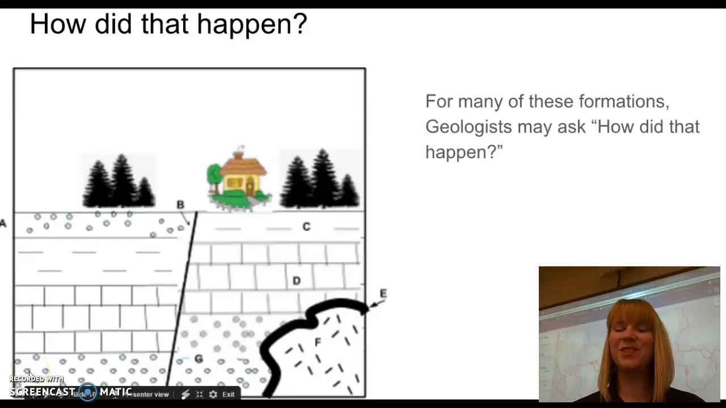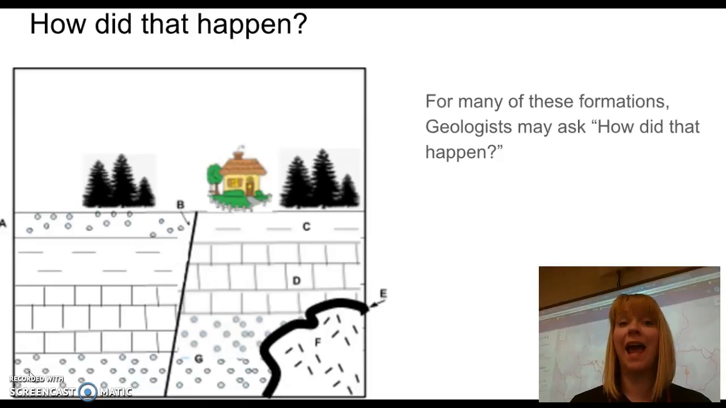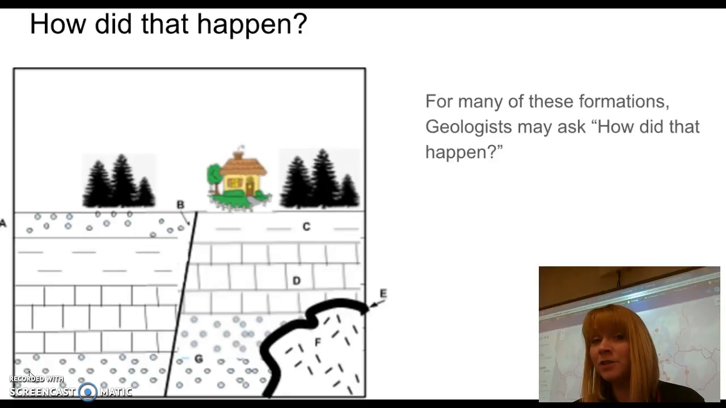Hey geologists! So one of the things that happens in geology a lot is asking the question, how did that happen? So looking at the order of events, trying to figure out which layer came down first, which one came down next, when did faulting happen, when was some erosion that happened, those sorts of questions.